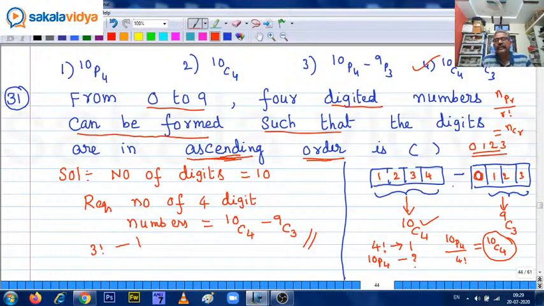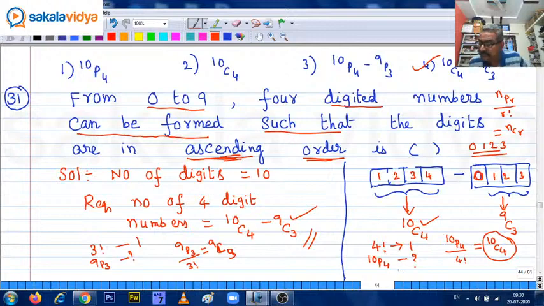How many such are there? 9P4. Sorry, 9P3. 9P3 upon 3 factorial is 9C3. Sorry, this will be 9C3. So 10C4 minus 9C3 is the answer. I hope you have understood this one.